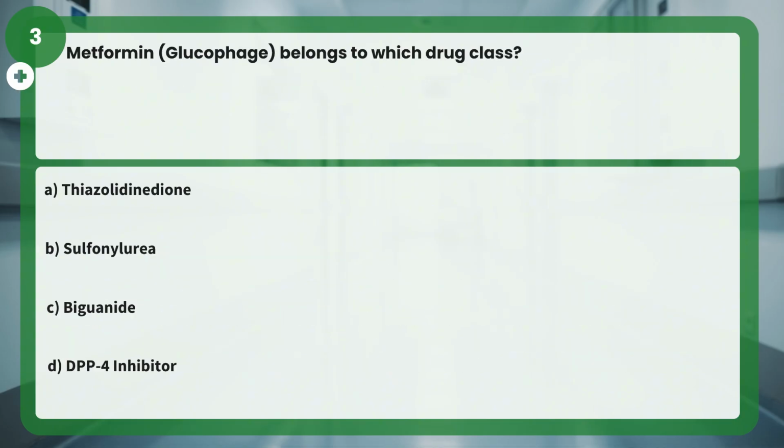Question 3. Metformin, Glucophage, belongs to which drug class? A. Thiazolidinedione. B. Sulfonylurea. C. Biguanide. D. DPP-4 inhibitor.